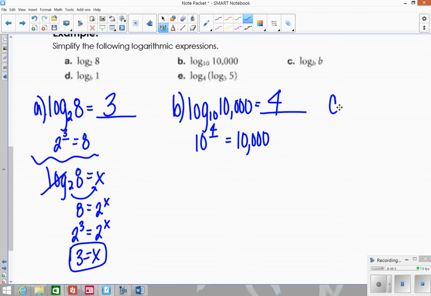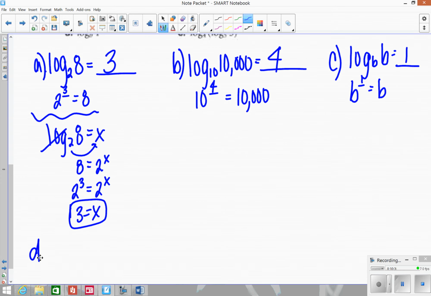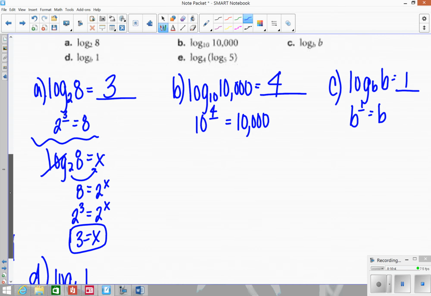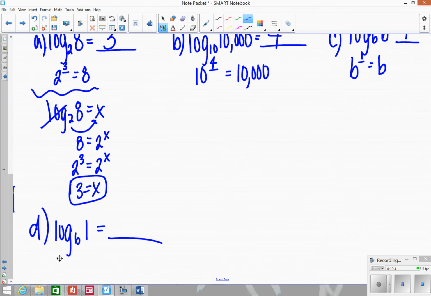And then when we get to C, D, and E, you're going to have to use these log properties. So C is log base b of b. So b to what power gives me b? This is up there in the special properties. b to the first. And then we have D, log base b of 1 equals. Again, b to what power gives me 1? b to the 0.